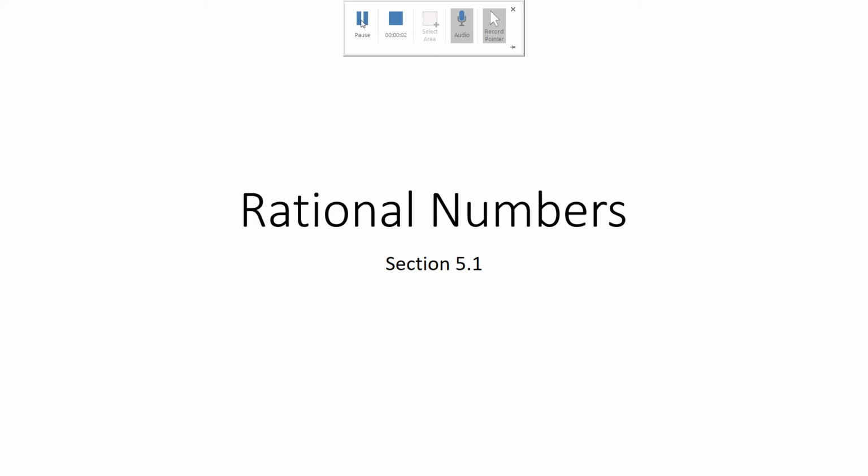Today we're going to talk about rational numbers. This is section 5.1 in your book. First, let's talk about sets of numbers. You've learned about whole numbers before. These are 0, 1, 2, 3, 4, etc.